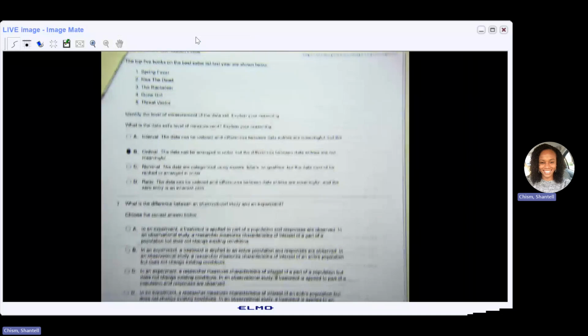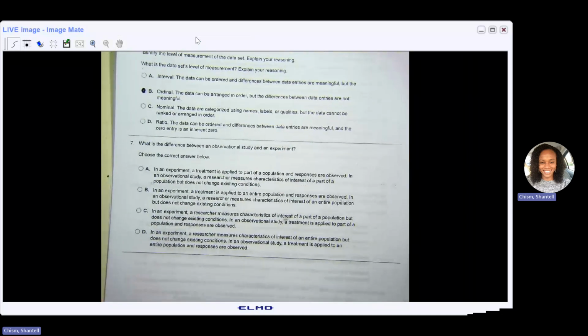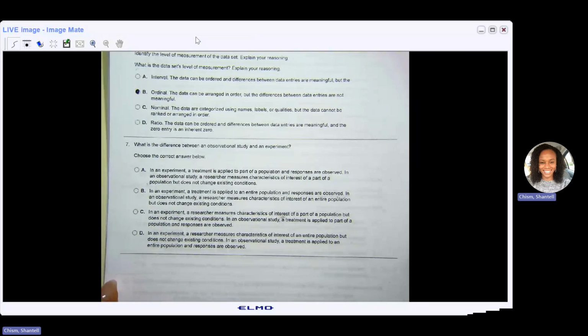Okay. Number 7 says, what is the difference between an observational study and an experiment? So in an observational study, no treatment is applied. You're literally a fly on the wall, just observing their natural behavior and their natural environment, whatever the parties of the experiment are.